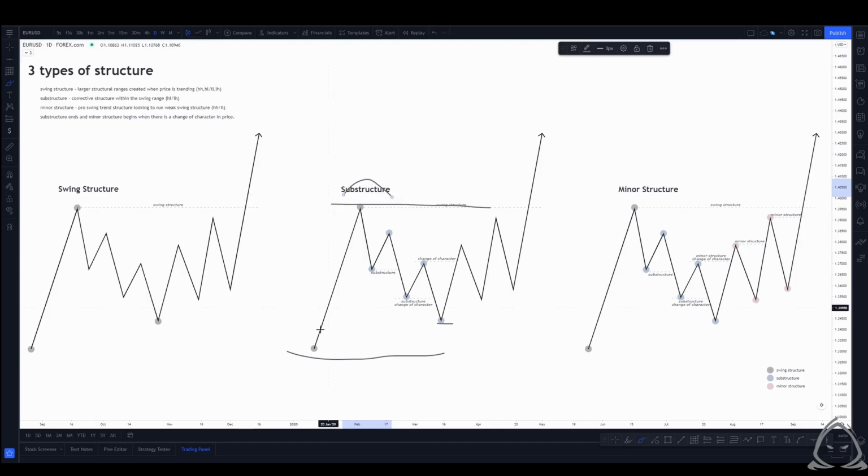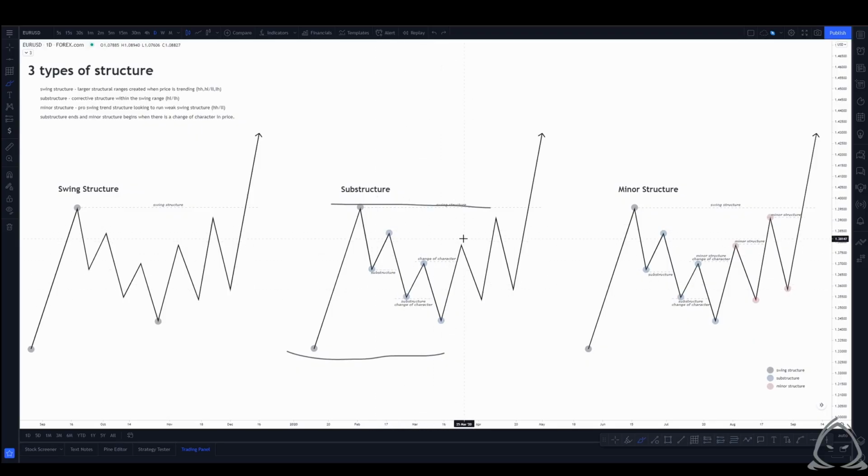And as we can see, our swing structure is bullish, but our substructure is bearish. So in the swing structure, we're creating higher highs and higher lows, and the substructure contained within the swing structure of this low and this high is creating lower lows, lower highs, lower lows, lower highs, lower lows. And we're able to understand substructure and plan out where we would expect a reasonable pullback.